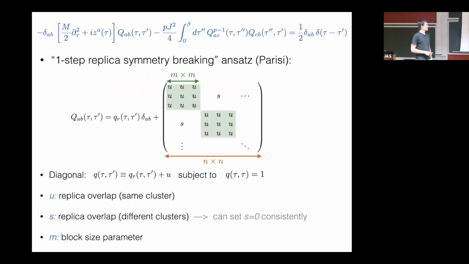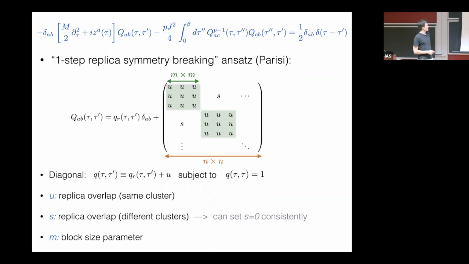Now, to solve this equation, you can make an ansatz that goes back to Parisi. And I drew here the simplest form of this ansatz, which turns out to be completely sufficient for this kind of model. So for this particular model, this ansatz is the most general thing you need, which makes it simple in some sense. There are other spin glass models for which we need a more complicated ansatz.